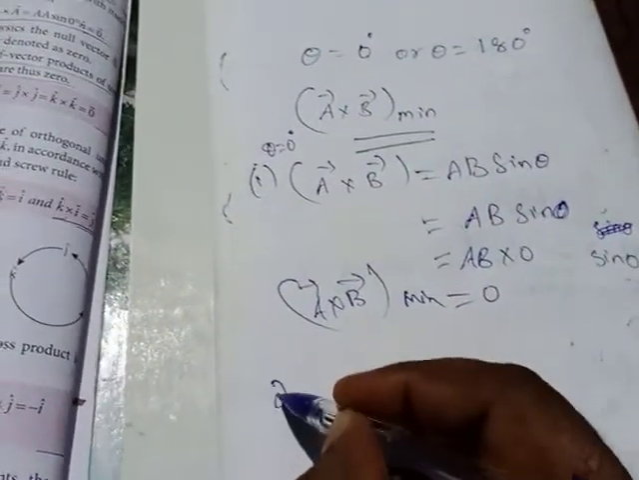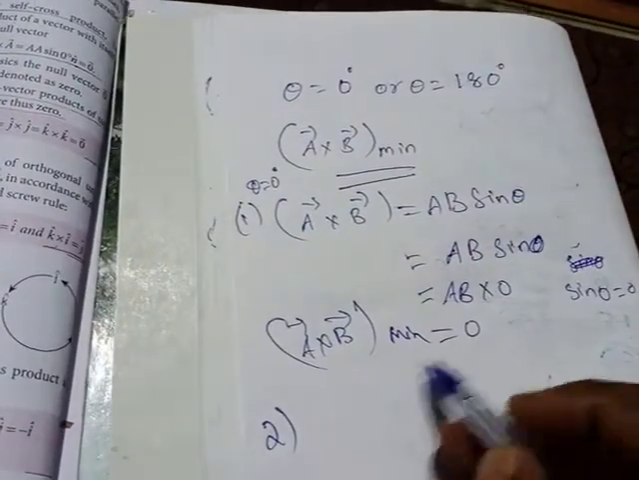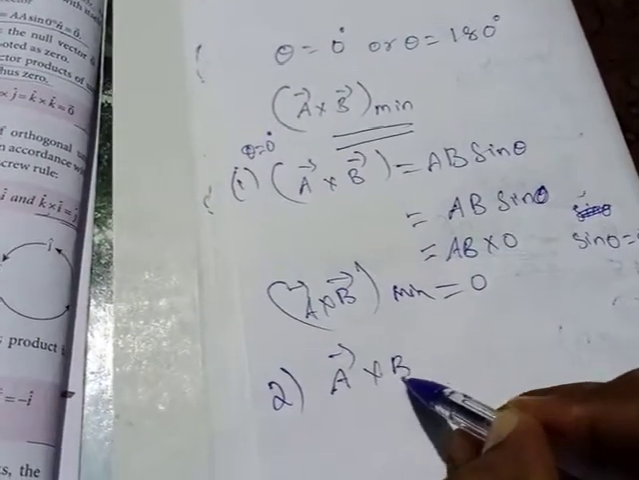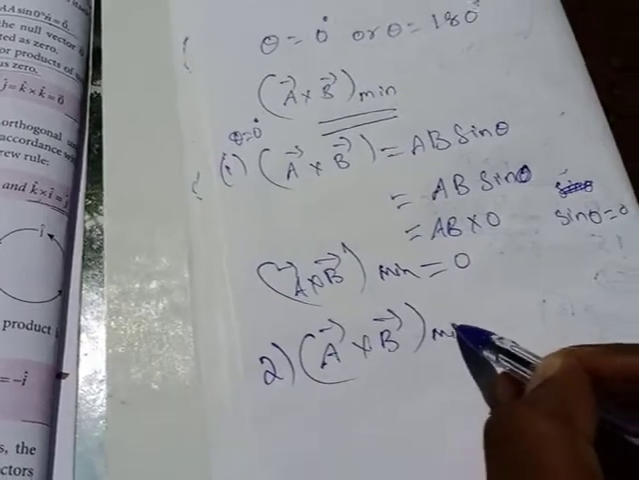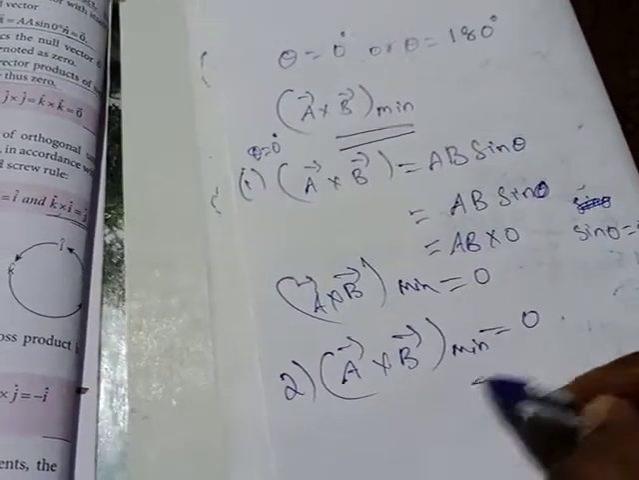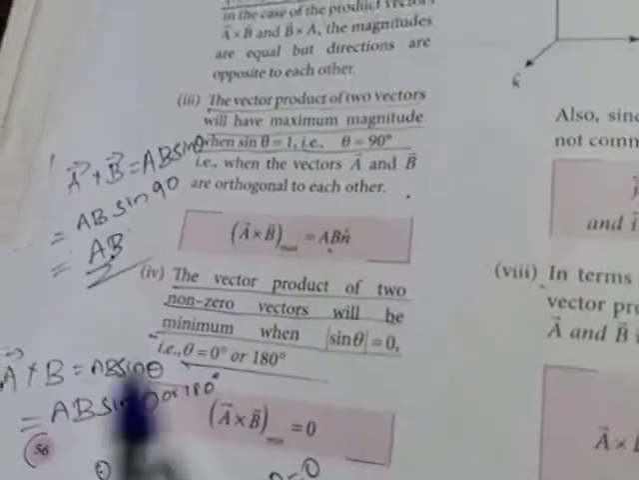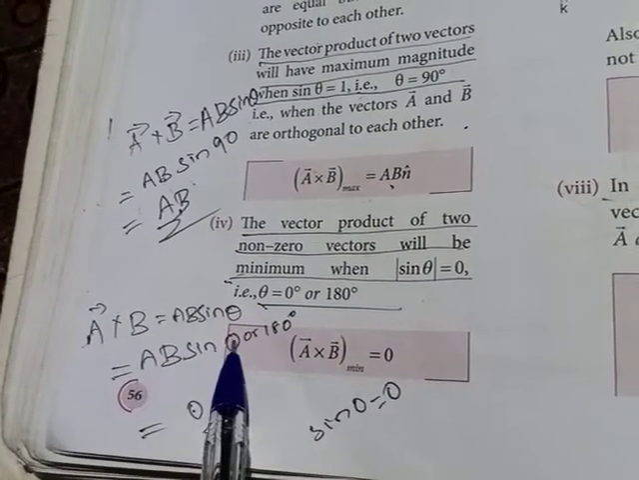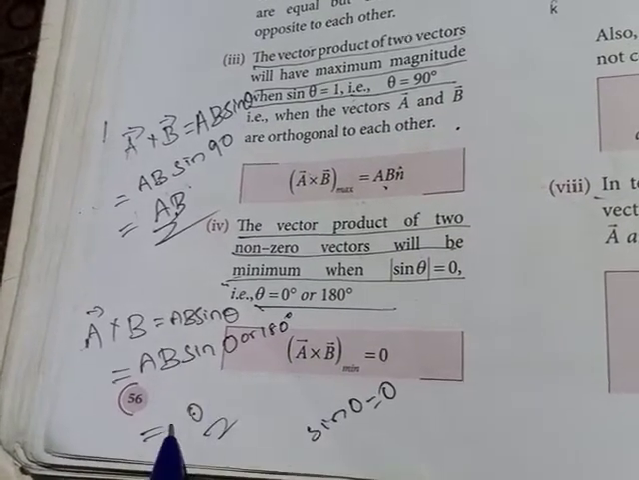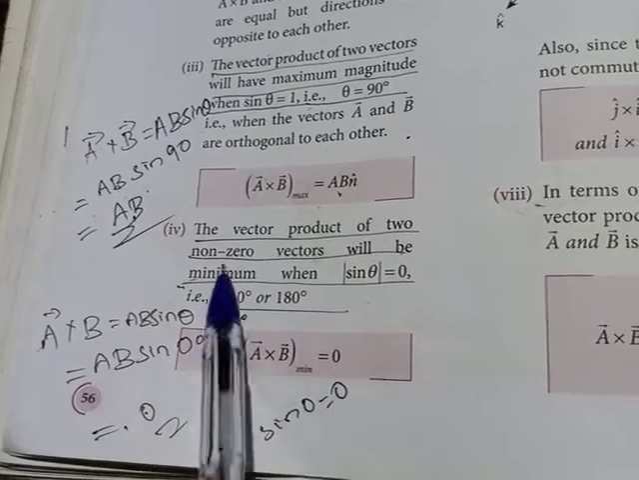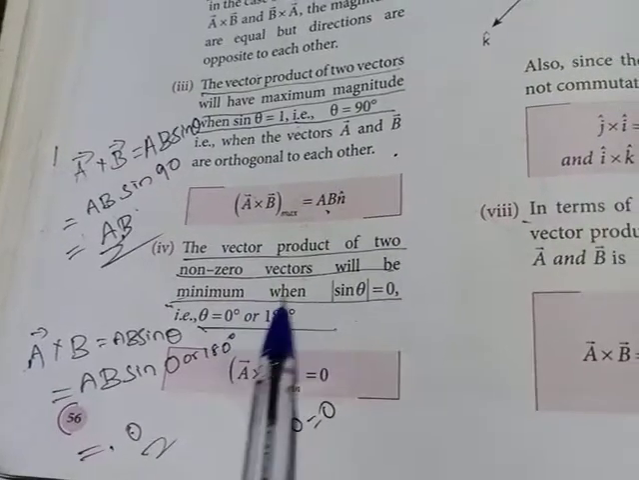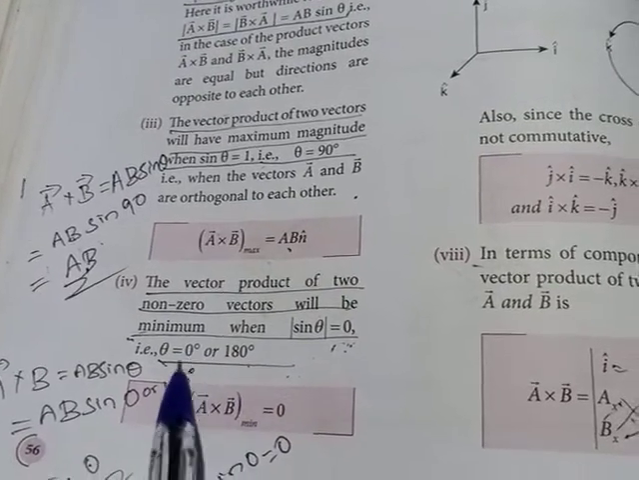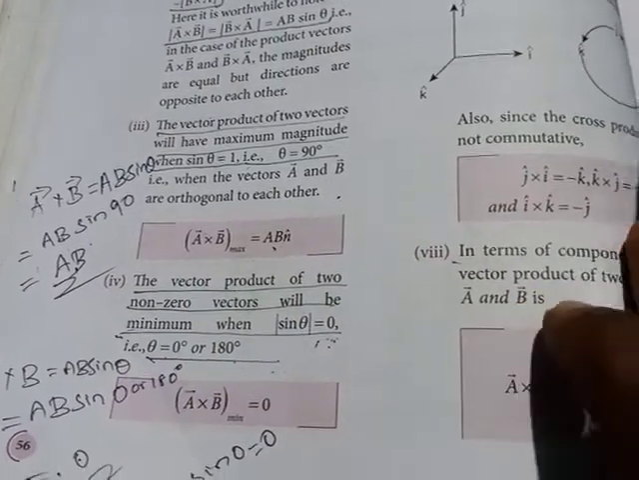The second case also gives the same thing: A cross B is minimum. You can substitute the values. That is the third one. A cross B is equal to AB sin theta, so if we put theta as 0 or 180 degrees, 0 will be the value. So the vector product of two non-zero vectors will be minimum when sin theta is 0, that is, theta is equal to 0 degrees or 180 degrees.